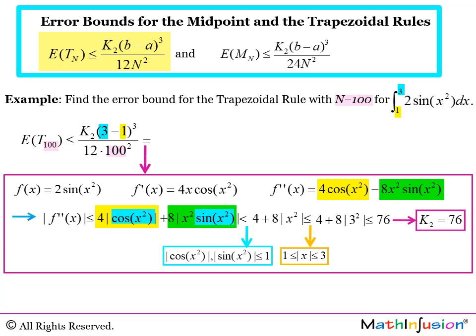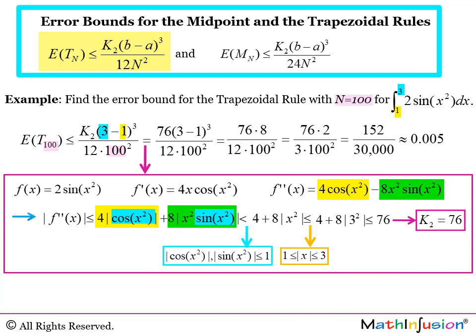It means that this is K2. We will substitute now K2, 76, and we will just do the math. And we get a number which is very, very close to 0.005. What does it mean? It means that the error is not exceeding the number 0.005.